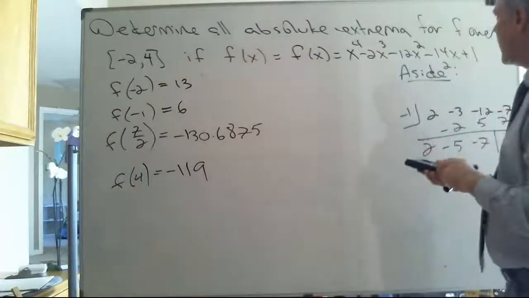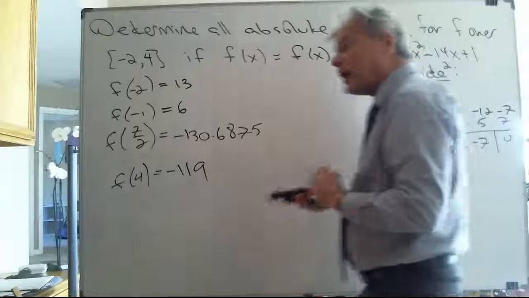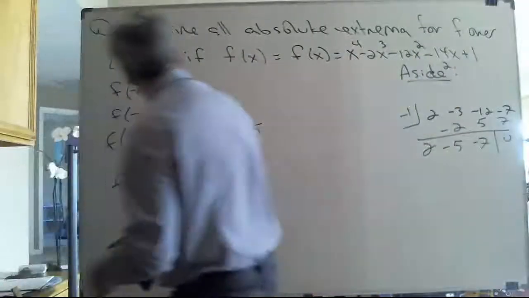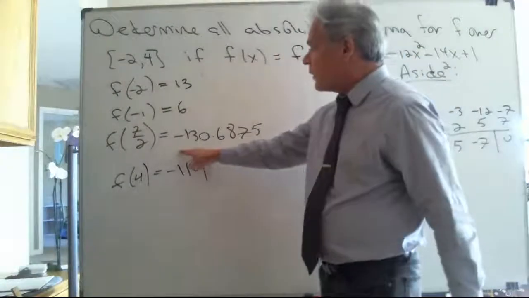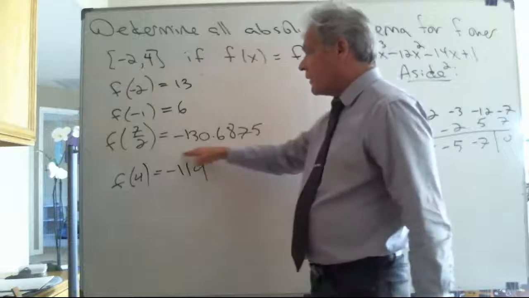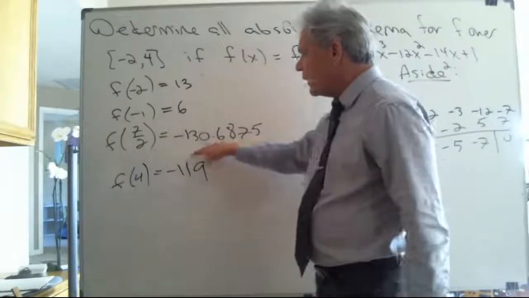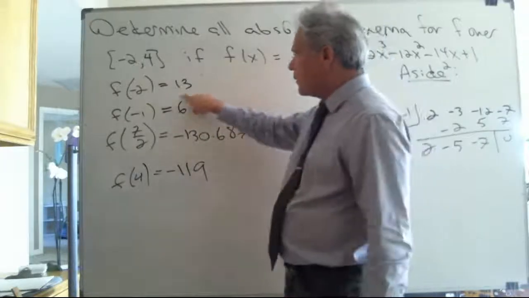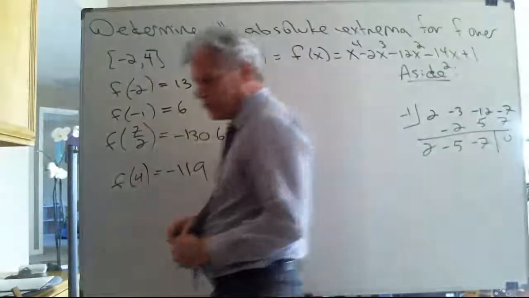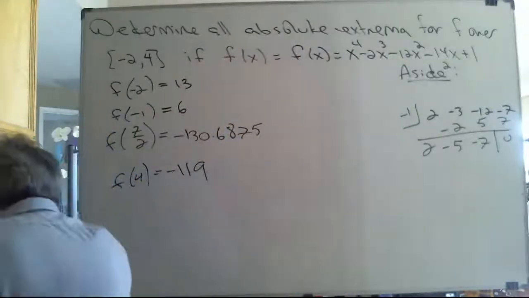Now, I asked for all absolute extrema or y values, so I guess to officially answer my question, this number right here, this output, this y value, is indeed my absolute min y value, whereas this 13 is my absolute max y value, at least over that closed interval.